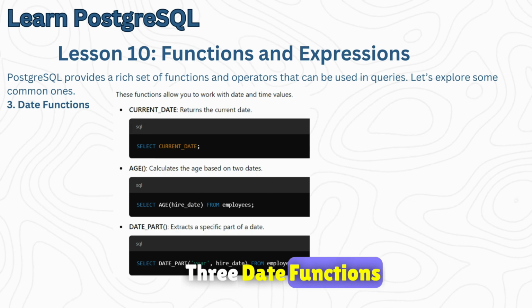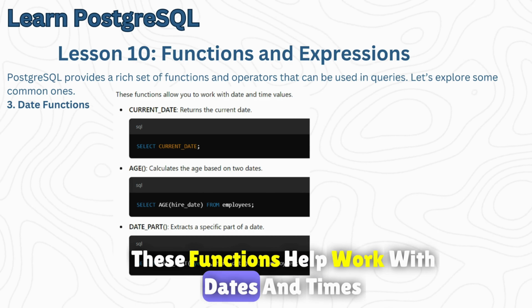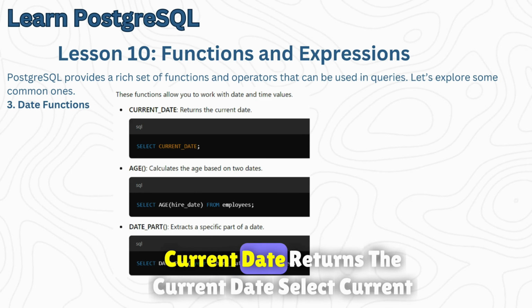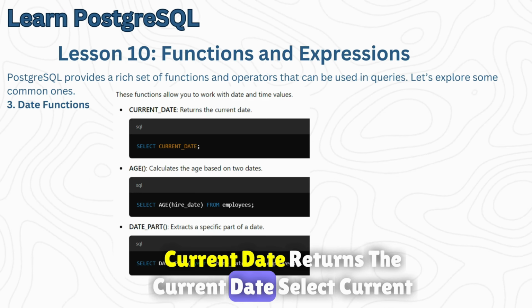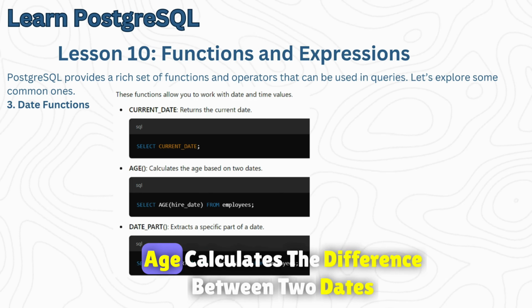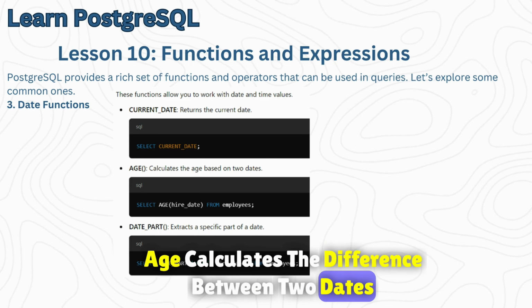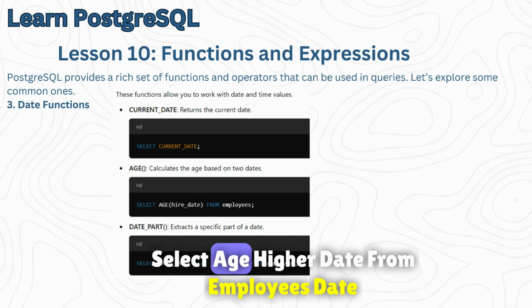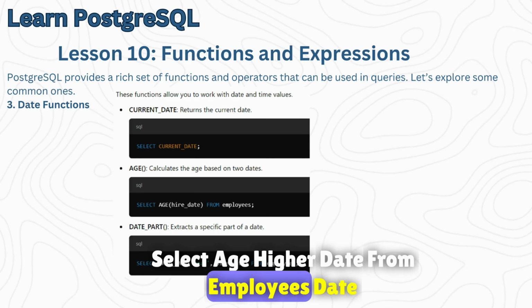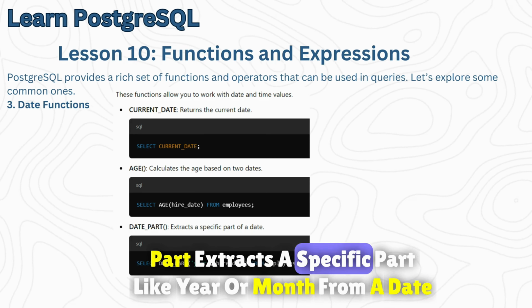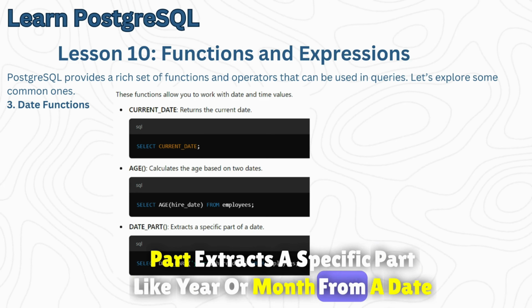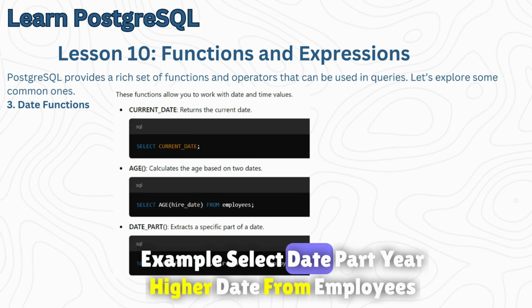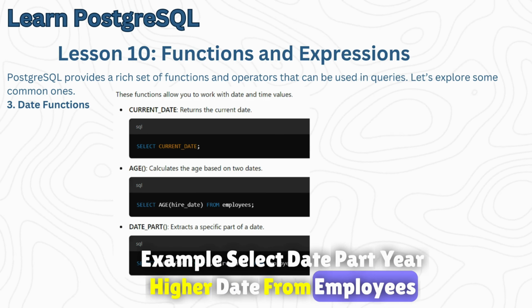3. Date functions. These functions help work with dates and times. CURRENT_DATE returns the current date. Example: SELECT CURRENT_DATE. AGE calculates the difference between 2 dates. Example: SELECT AGE(hire_date) FROM employees. DATE_PART extracts a specific part like year or month from a date. Example: SELECT DATE_PART('year', hire_date) FROM employees.